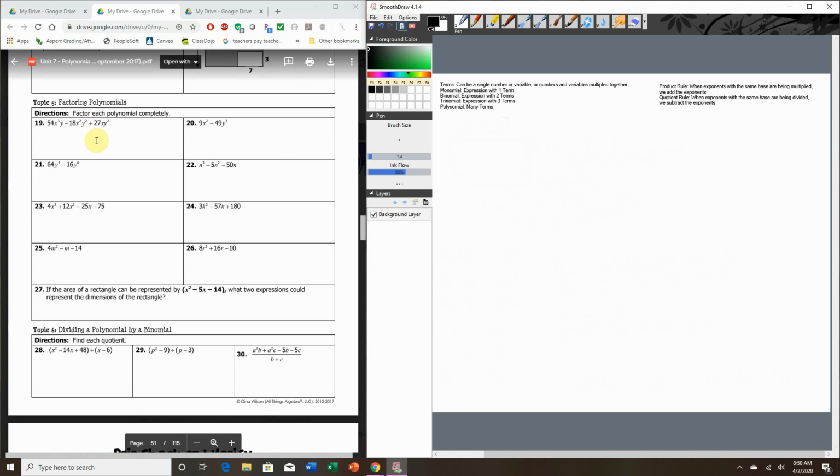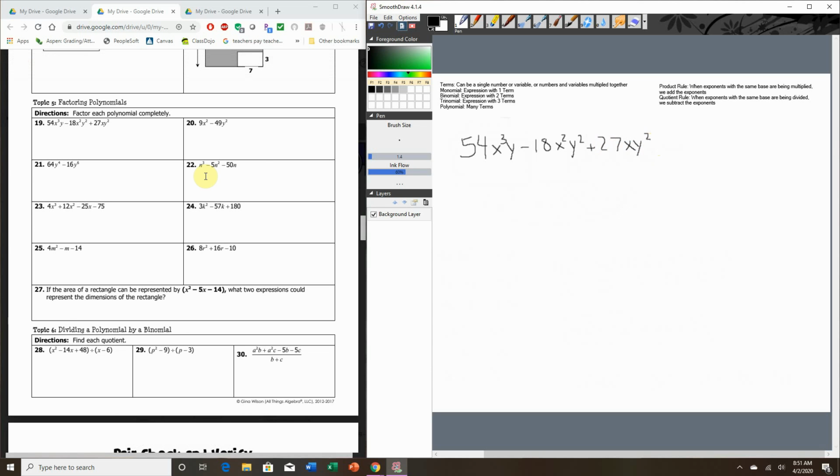Okay, now let's look at 19. Now we're switching our topic to factoring polynomials. Now we're going to talk about something a little different. So 19 says 54x cubed y minus 18x squared y squared. Remember, these are all multiplied together. So this is one term, this is its own term, and then we have plus 27xy squared. So when it says factoring polynomials, it says factor each polynomial completely.